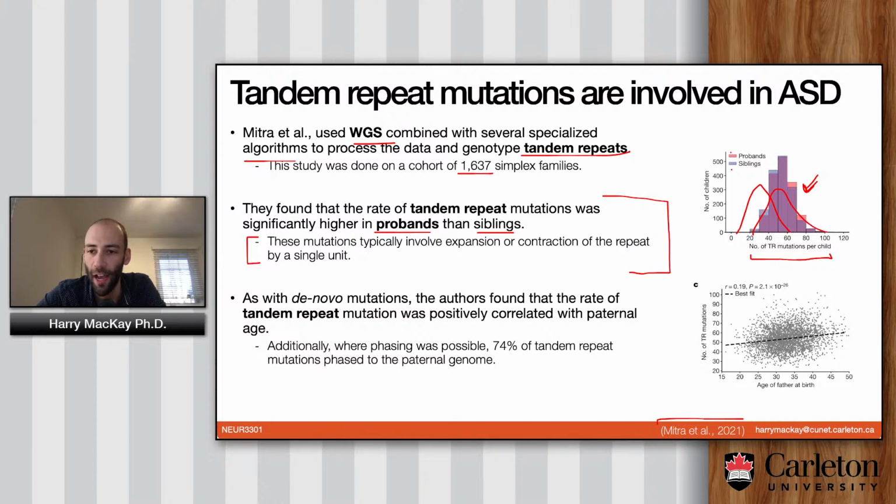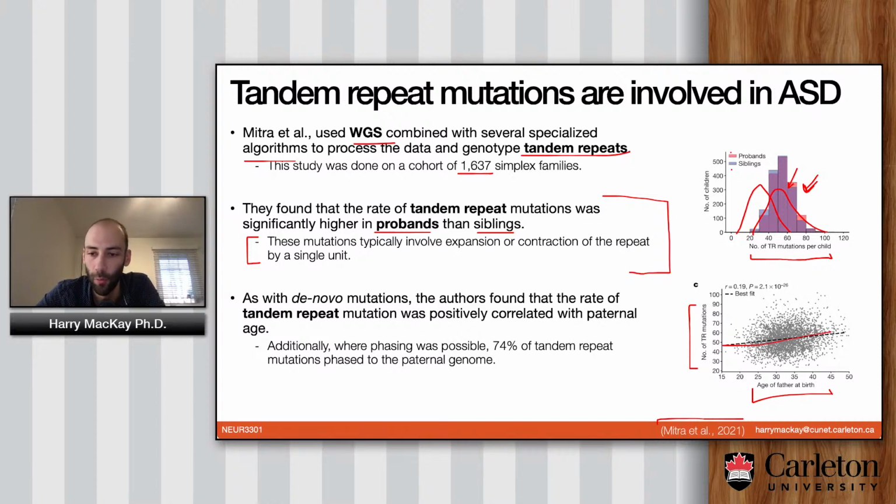The probands have higher rates of tandem repeat mutations than the siblings. And this also correlates with the age of the father at birth. So here on the x-axis of this scatter plot, we have age of dad. And then on the y-axis, we have the number of tandem repeat mutations seen in their child who has autism. And there is a positive correlation there.